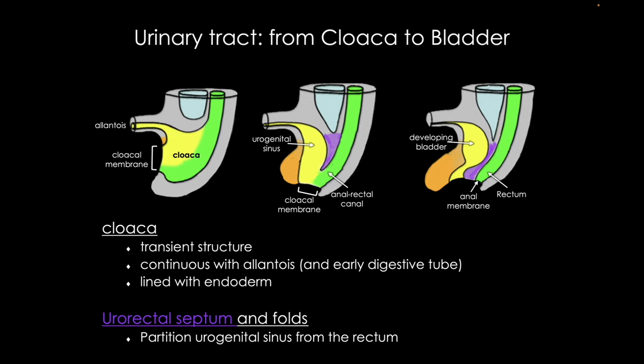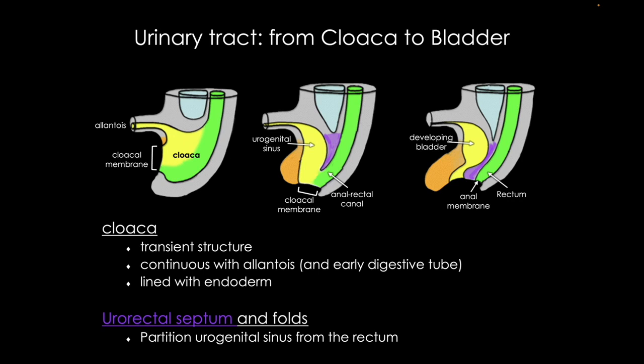At the end, what we see is that that urorectal septum has, again, divided that transient cloaca into multiple parts. We have the developing bladder in yellow, and we have the developing rectum in green. Now, the urogenital sinus itself is going to form the prostatic and penile urethra and the urethra and lower vagina, and then the tip of the sinus is going to form the perineal body.